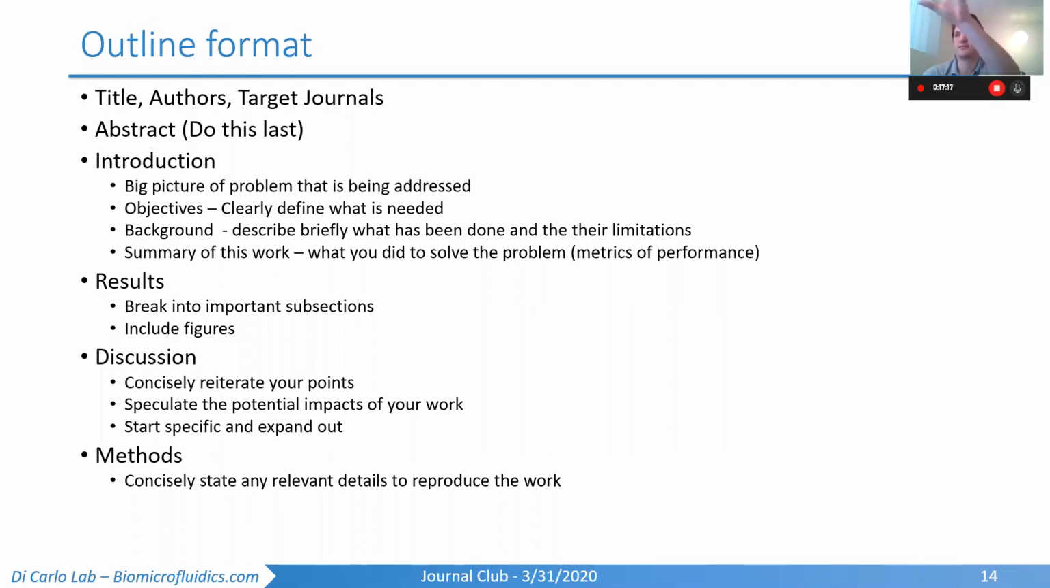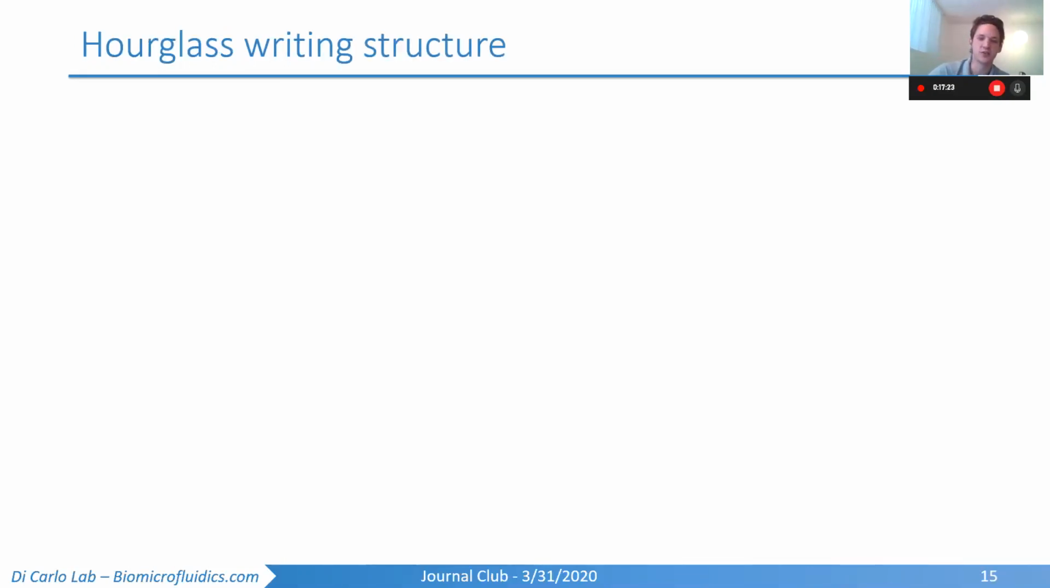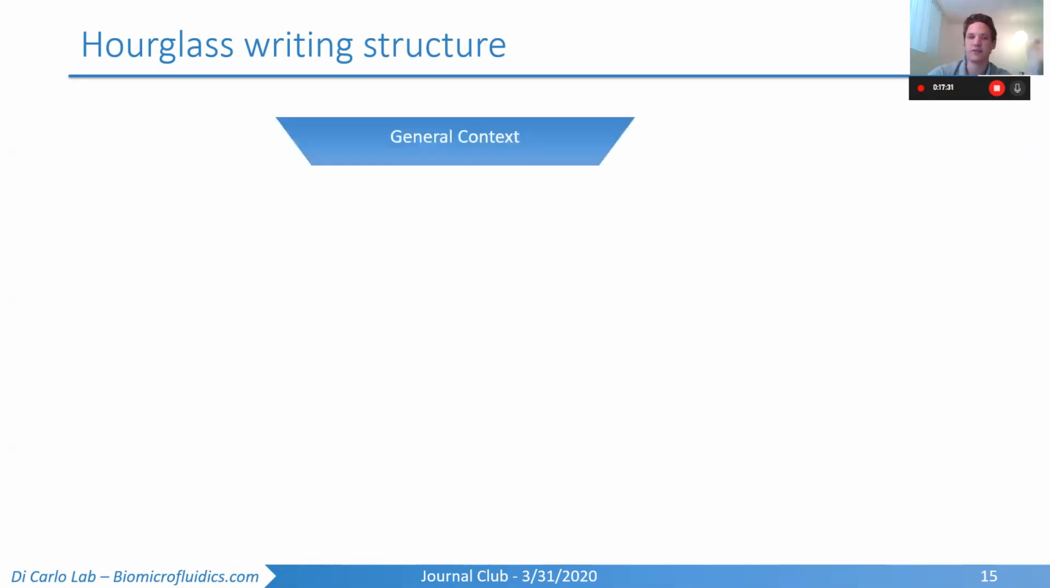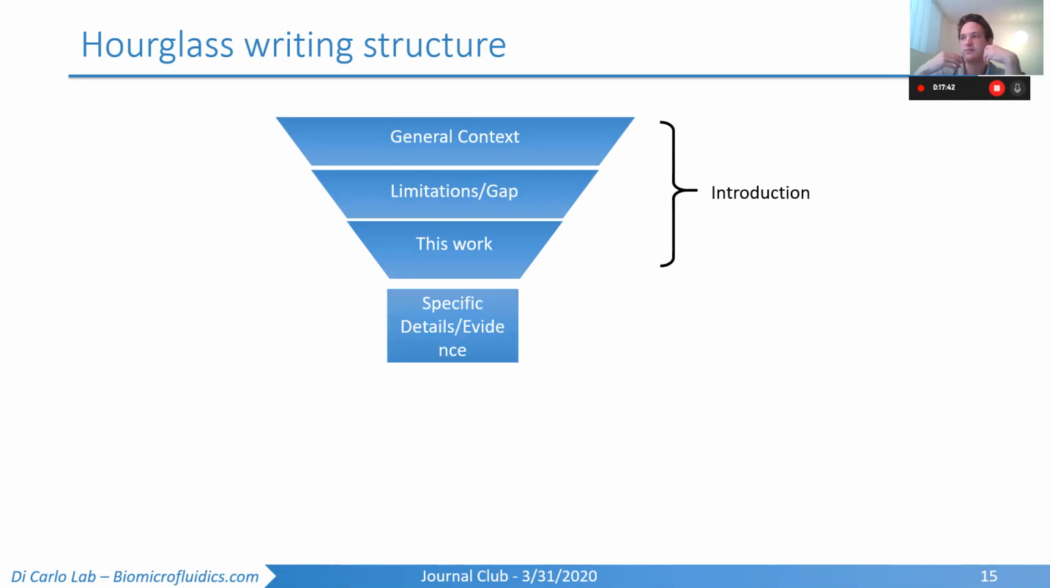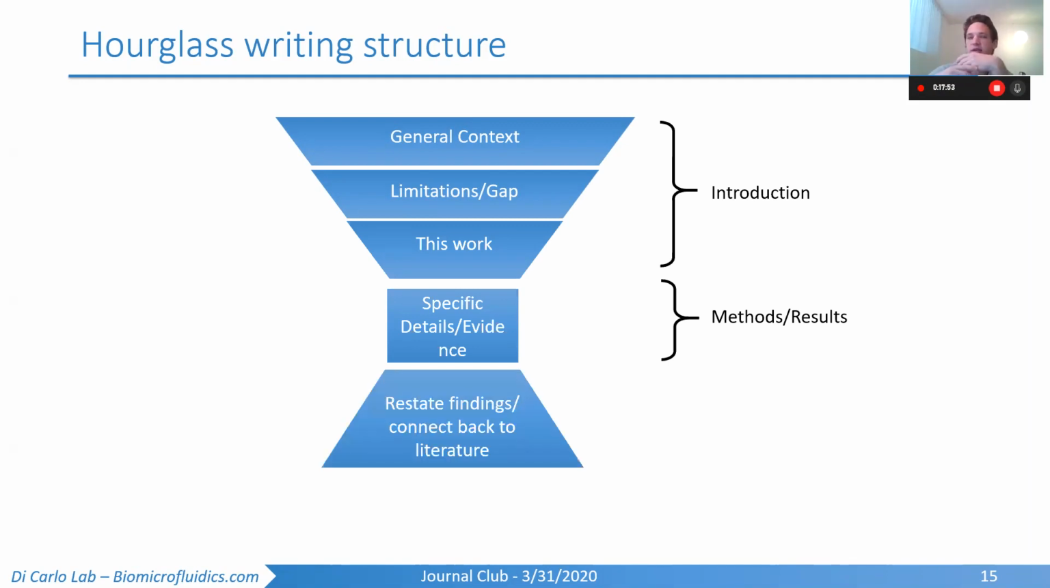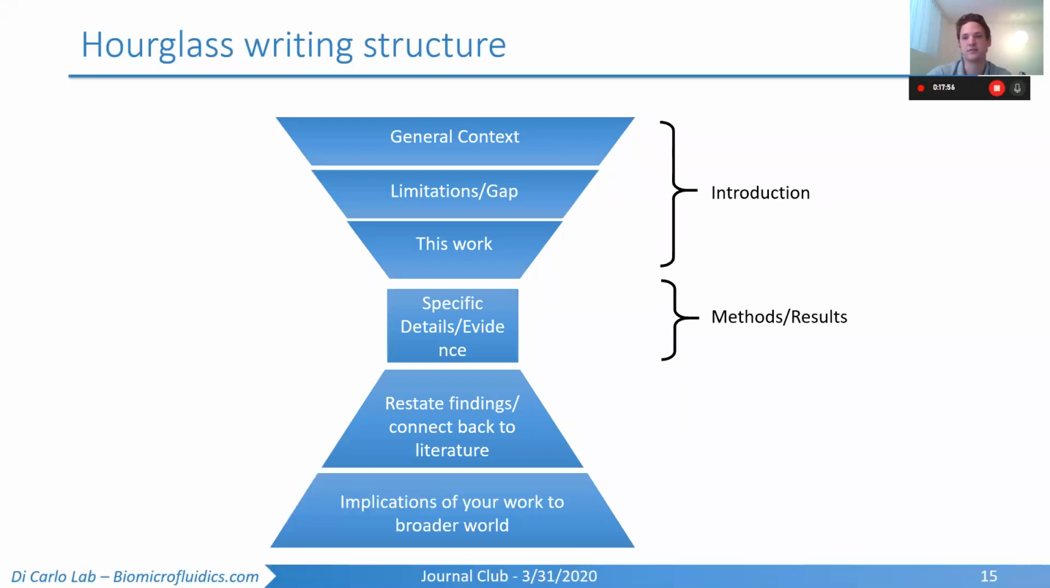And I tried to allude to this as I was explaining: there's this idea of an hourglass writing structure, and this is used across a lot of different writing fields. The idea is that you should start with a very large general concept, and funnel that into a main point or thesis. This occurs during your introduction. Then you give very specific details and evidence, which is shown in your methods and results sections. The methods are so specific that sometimes they are just thrown at the end of the paper. And then you restate your findings and expand out into a bigger picture.